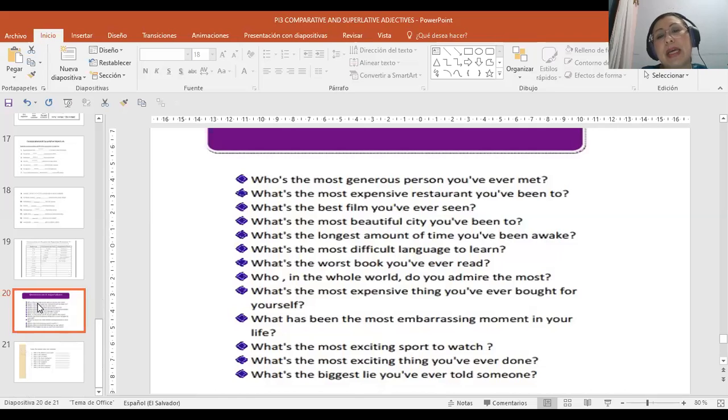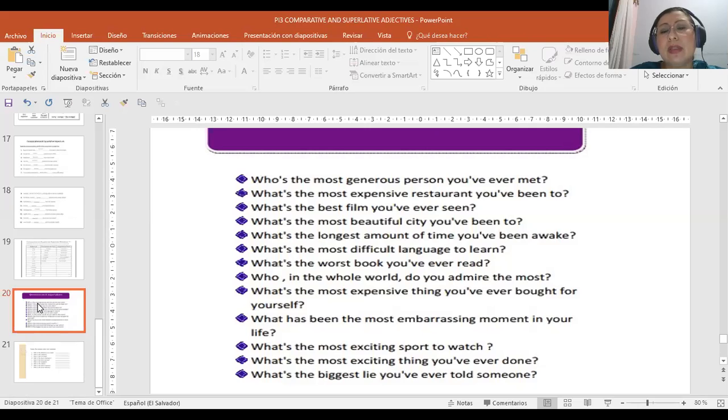What's the most expensive restaurant you have been to? Right? You've been to. Que tú has estado, ¿verdad? ¿Cuál es el restaurante más caro en el que tú has estado? What's the best film you've ever seen? ¿Cuál es la mejor película que alguna vez ha visto, right? What's the most beautiful city you've been to? ¿Cuál es la ciudad más hermosa en la que has estado? What's the longest amount of time you've been awake? ¿Cuál es el mayor tiempo en el que has permanecido despierto?